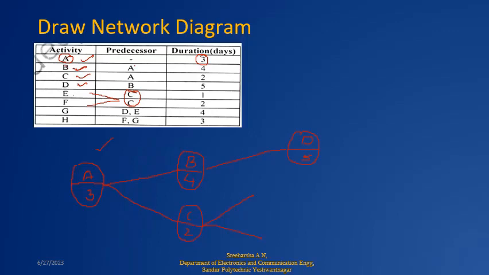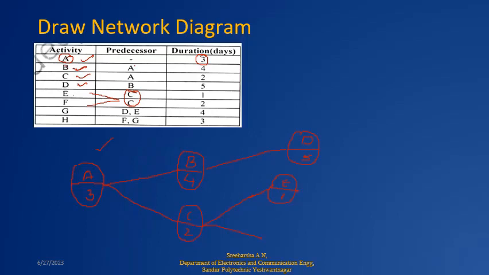One more thing you need to remember, whether I should write E and F or F and E here. Just see, immediately after C, you are having E and D. When both are completing, G is starting. So I want E to be near D. So I'll write E here. And what is the duration consumed for E activity? That is one day. So I will write this.